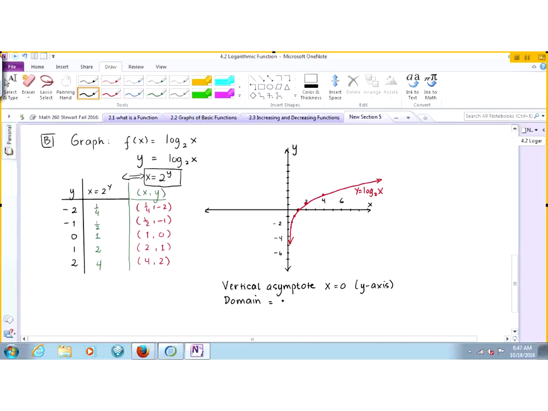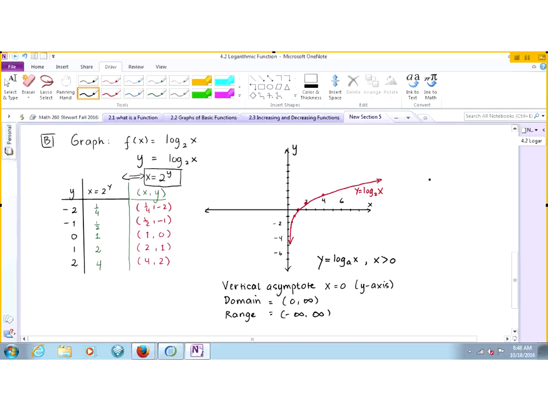Can you tell me the domain and range? All right. So actually, for any log function, y is log base a of x, and x must be greater than 0. Look at this. The graph is only half. It's only the part to the right of the y-axis. Yes?